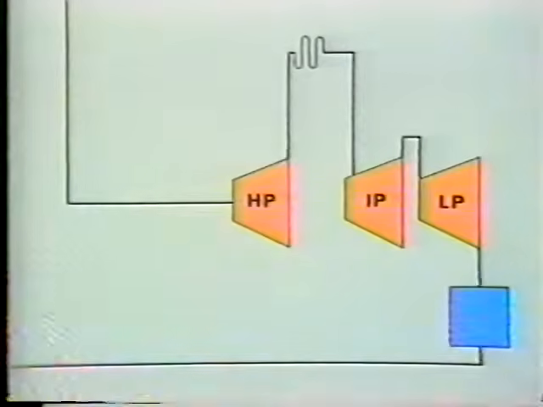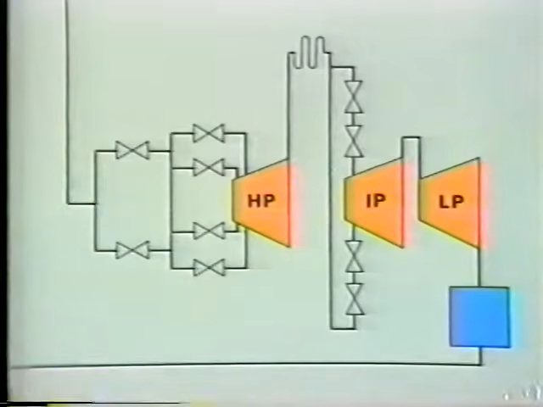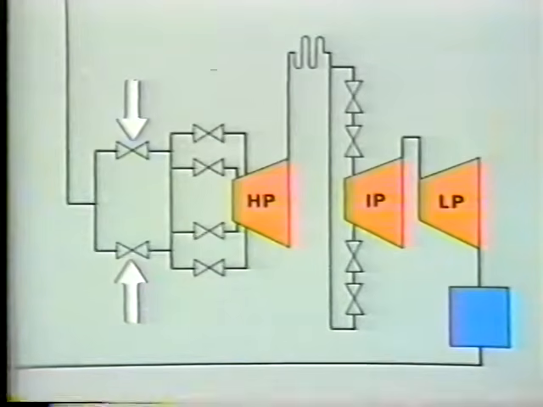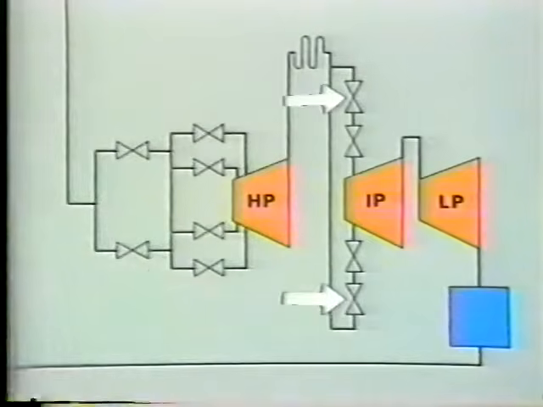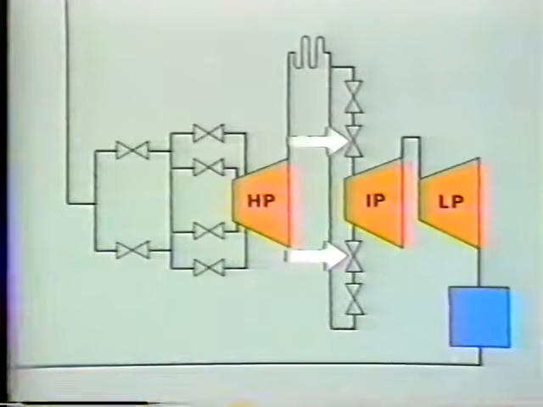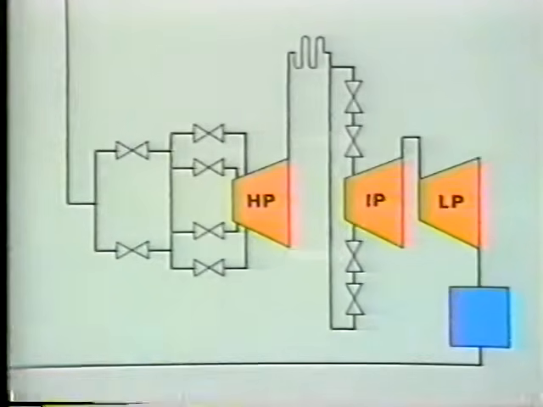To control this steam flow, turbines generally use 4 sets of valves: the main stop valves, the control valves, the reheat stop valves, and the intercept valves. The function of these valves varies depending on how the turbine is operating.